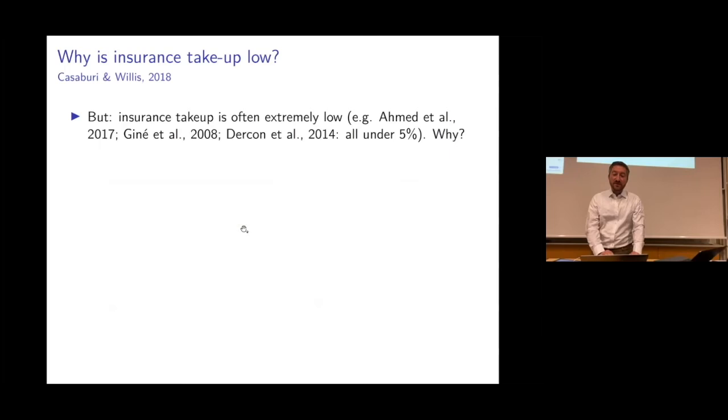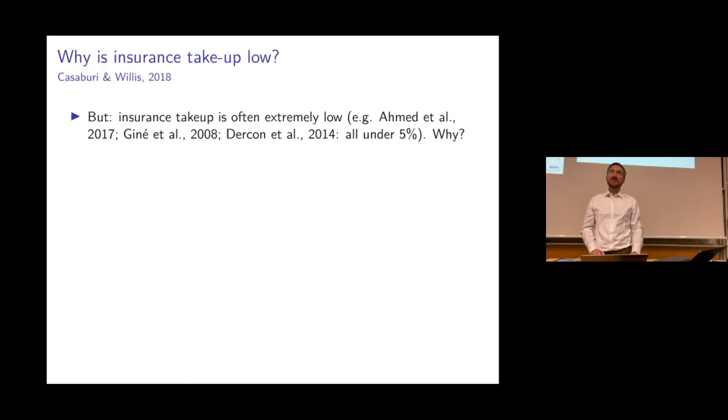So that's the third fact. Insurance does good things for people. At the same time, take-up is often low. And so there's a couple of example papers that I'm listing here that study the take-up of insurance products in various settings, and they all find take-up of less than 5%. That's really low. The Carlin paper that you read has some of the highest take-ups, like their take-up is, you know, around 20-30% or something like that. But in many studies, take-up is very low.